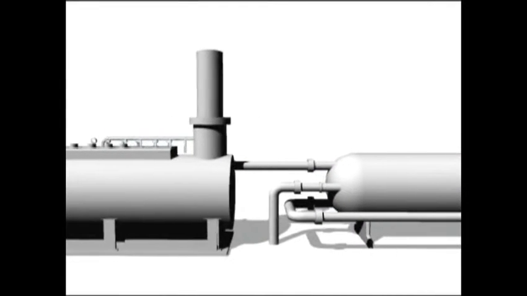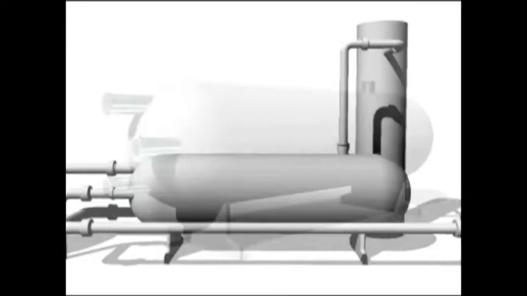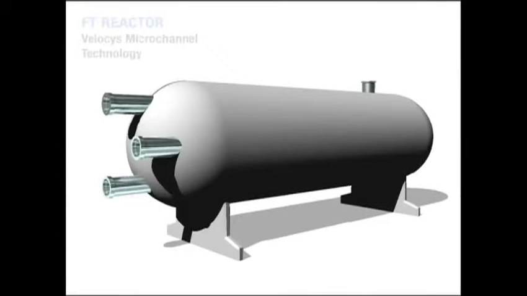The next major unit in the gas-to-liquids process is Fischer-Tropsch or FT synthesis. Microchannel technology also improves this step. Conventional FT reactors can tower to over 200 feet tall or 60 meters, while microchannel FT assemblies sit horizontally and measure only 5 feet in diameter and are 25 feet long or 2 meters in diameter and 6 meters long.